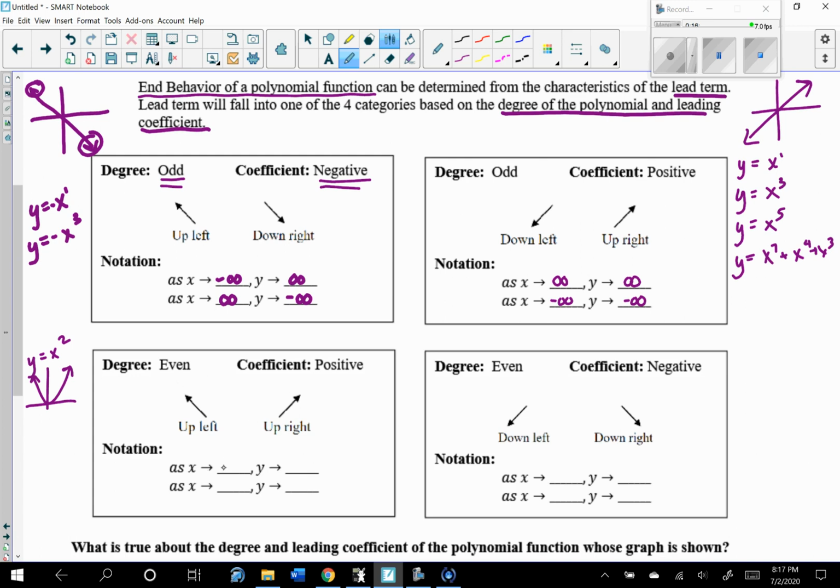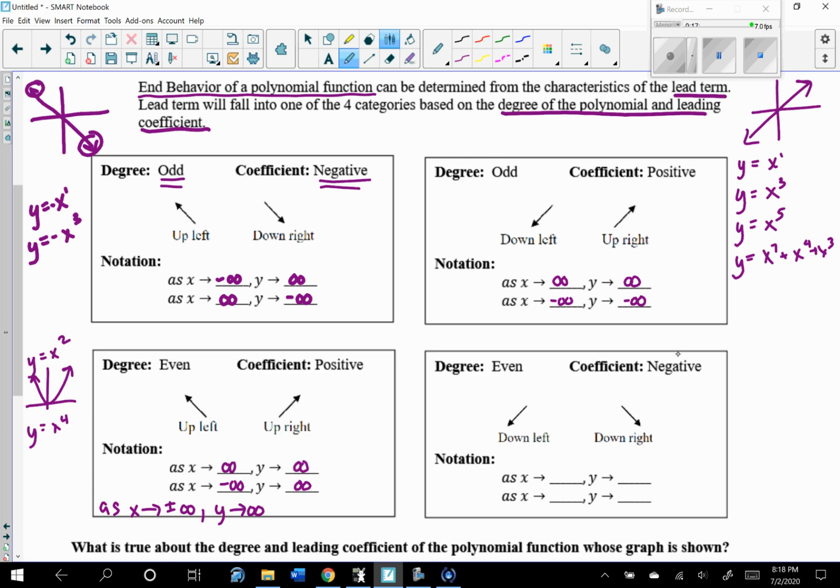So as x approaches positive infinity, y approaches infinity, and as x approaches negative infinity, y approaches positive infinity. You could also write this together, so you could just write this as x approaches plus or minus infinity, y approaches infinity. That would be okay to write too. Either way, you can write it separate or together. So even if I had y equals x to the fourth, both ends would still go up. y equals x to the sixth, x to the eighth, anything with a positive leading coefficient and an even degree.